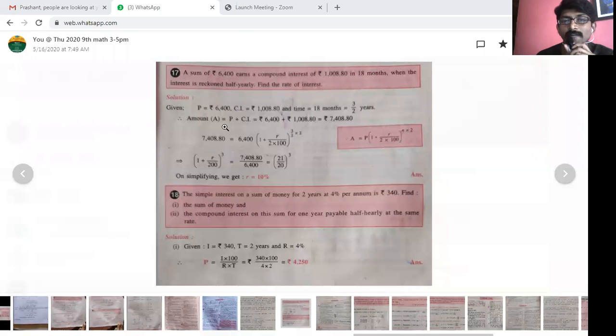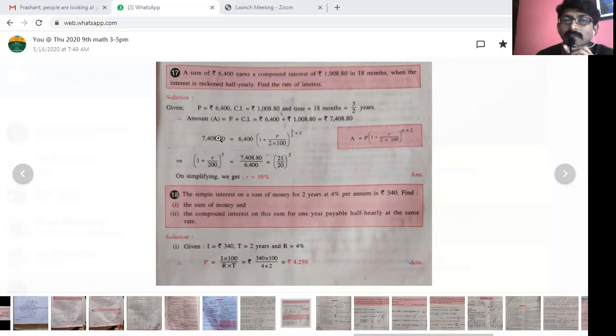And so we can use this amount is equal to 7,408.80 over here, and principal is equal to rupees 6,400 over here, into the bracket 1 plus R, which we are supposed to calculate, upon 200 raised to the power 3/2 into 2. So that 2 and 2 will get cancelled. Isn't it simple, student? And now, student, what to do? We'll have to just simplify this. This will become 1 plus R upon 200 raised to the power 3, which equals to, this 6,400, I'll take it down over here.